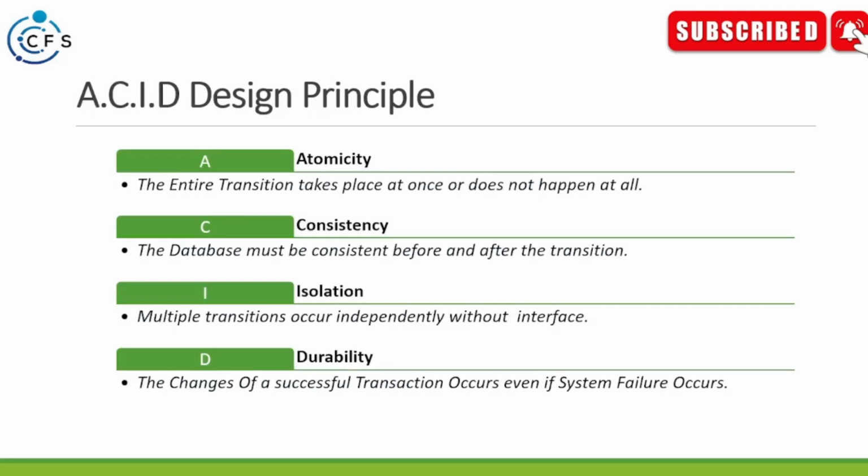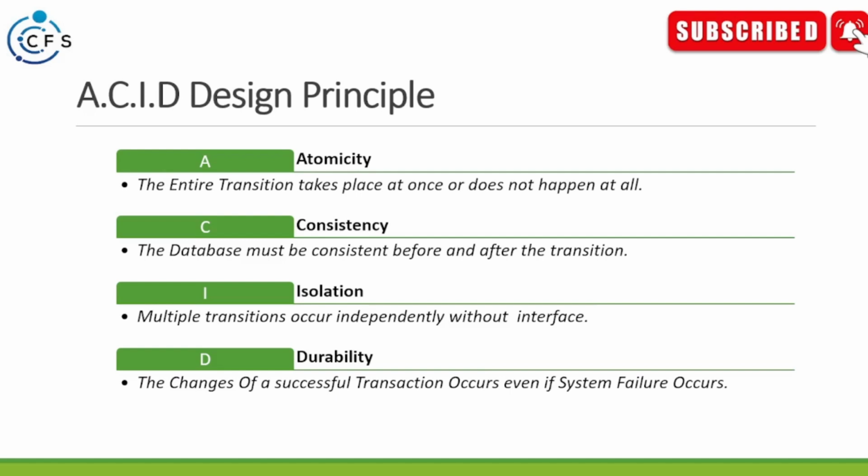Now let's go to the next. In the ACID design principles, we have A, which is called atomicity. So what does this mean? Basically my entire transaction takes place at once or does not happen at all. That is called atomicity. If my transaction is happening, let's suppose it is in flow, there are only two ways, there is no gray area.